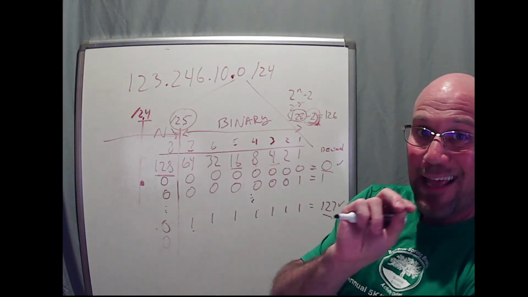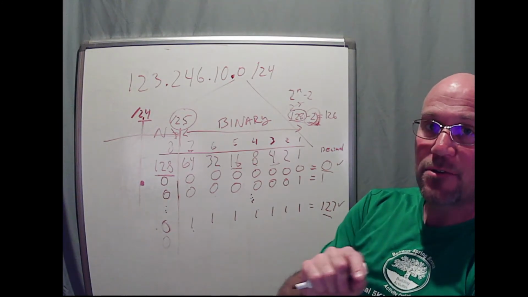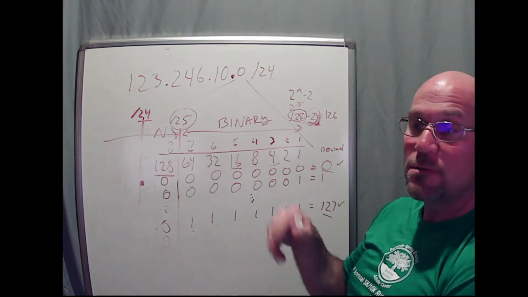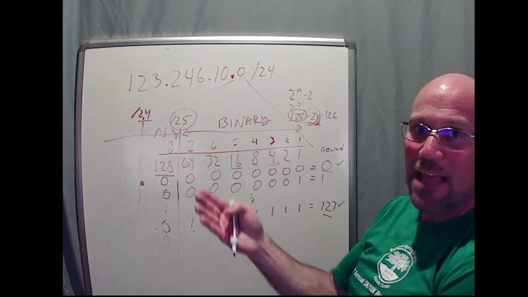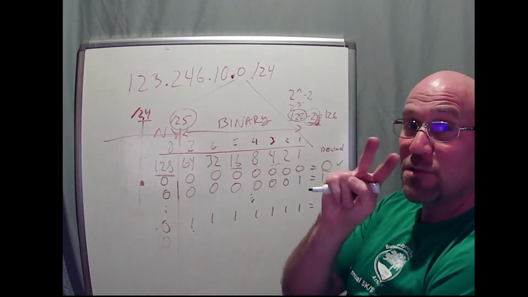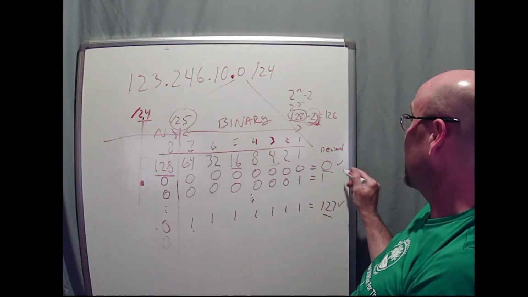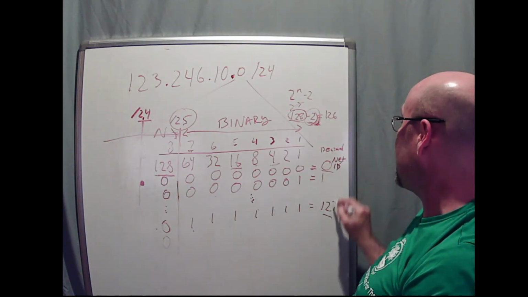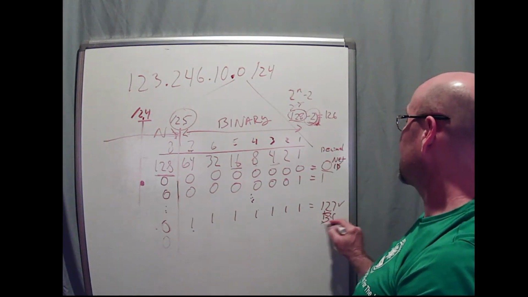When you're calculating how many usable IP addresses are on a subnet, it's always 2 to the nth power, n being how many host bits you have, minus 2. Those minus 2s are the first one and the last one. This is known as your network identifier, network ID, and this is known as your broadcast.